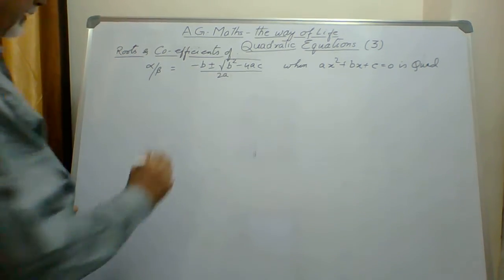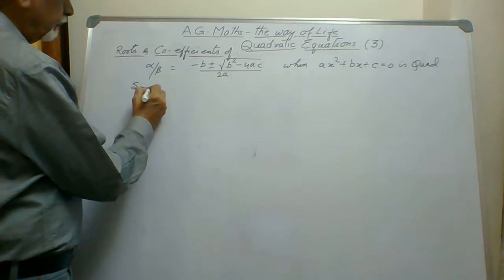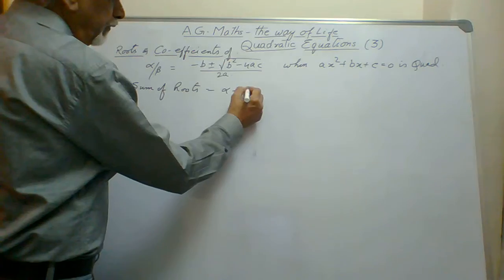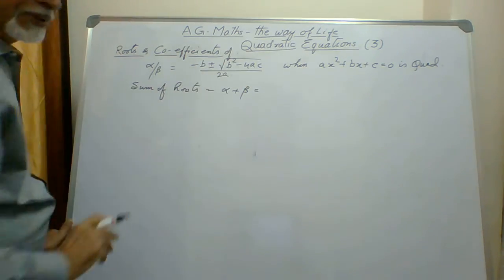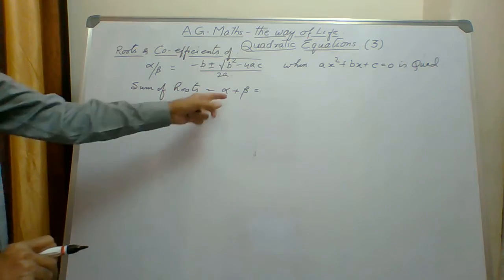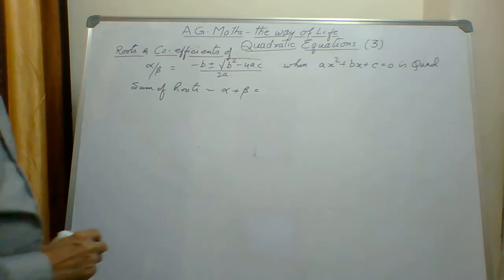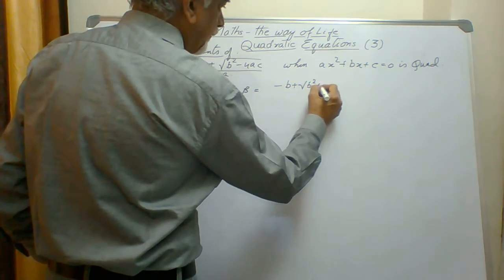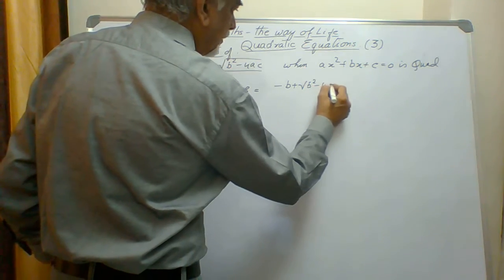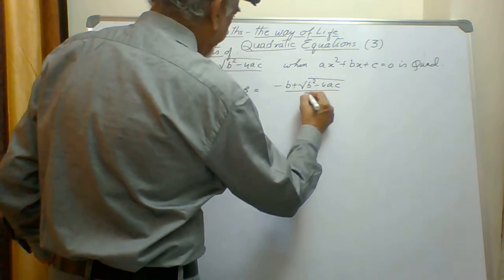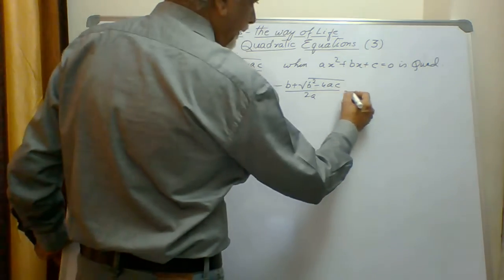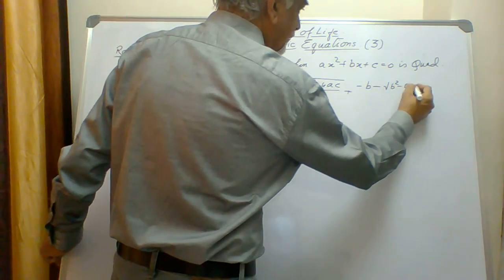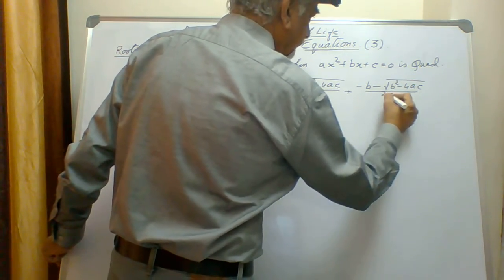Right. Now if I write the sum of roots, that means I am writing alpha and beta addition. So for alpha we take the positive sign in between these two terms, and for beta I take the negative sign. Then what will happen? Look here. So minus b plus root over b square minus 4ac over 2a is one of the roots. Then I am adding minus b minus root over b square minus 4ac over 2a.